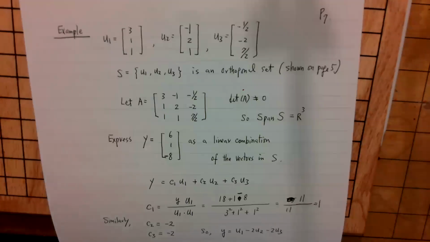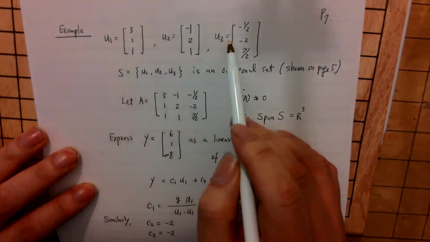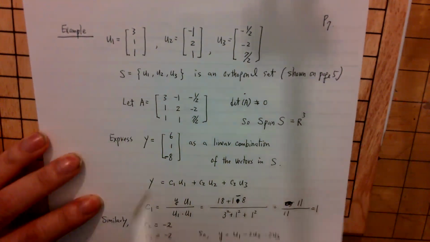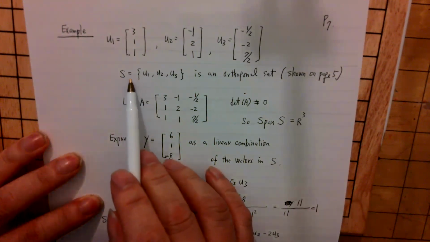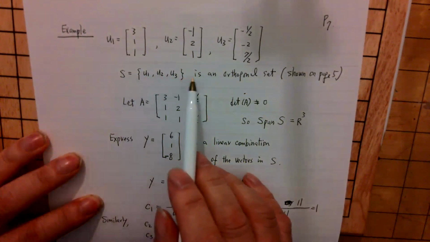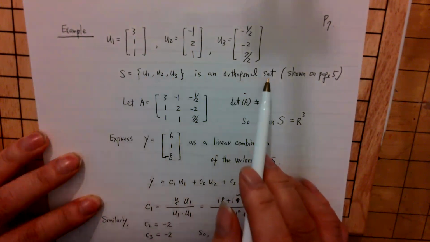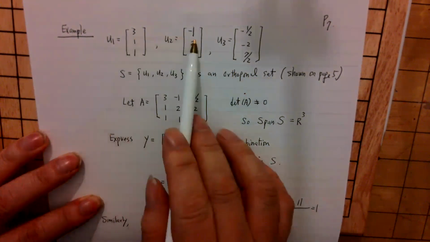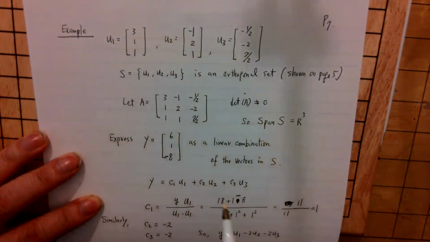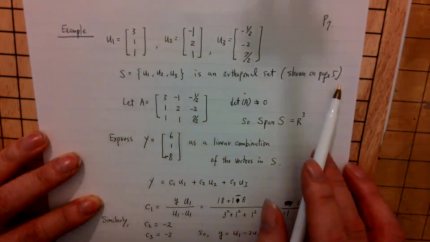Okay, suppose I give you three vectors, and the three vectors are u1, u2, u3. So u1, u2, u3 is an orthogonal set. Okay? Orthogonal set. It's very easy. You just take the inner product of any two of them, and they will be equal to zero.